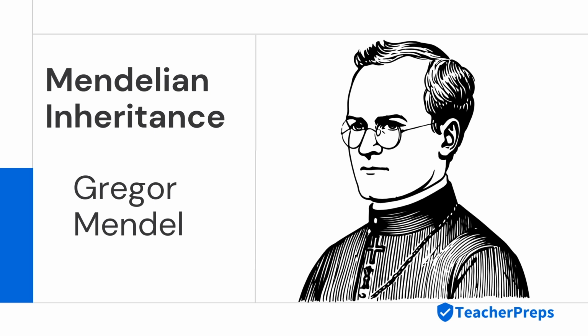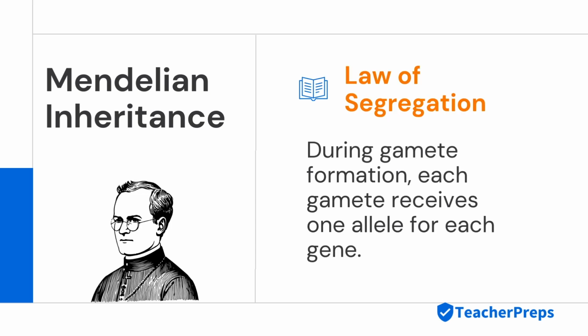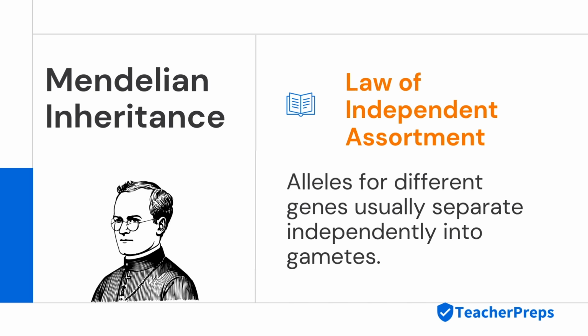All right, without further ado, let's begin this lesson. All right, now let's go ahead and take a look at the Mendelian inheritance, or the laws created by Gregor Mendel. His law of segregation stated that each gamete receives one allele for each gene, while his law of independent assortment indicated that alleles for different genes usually separate independently into gametes.